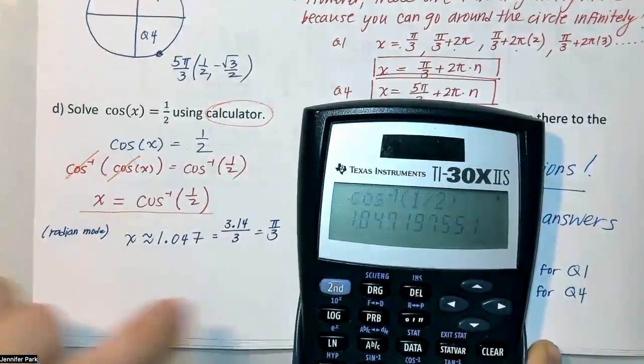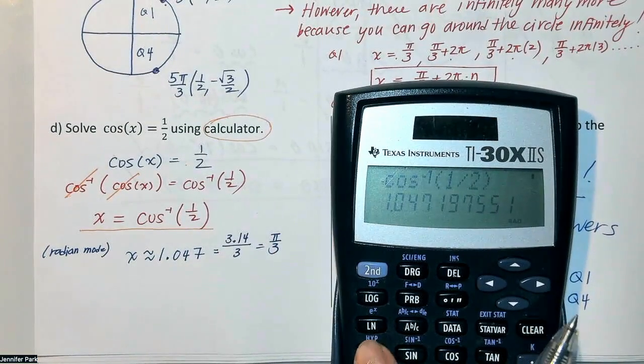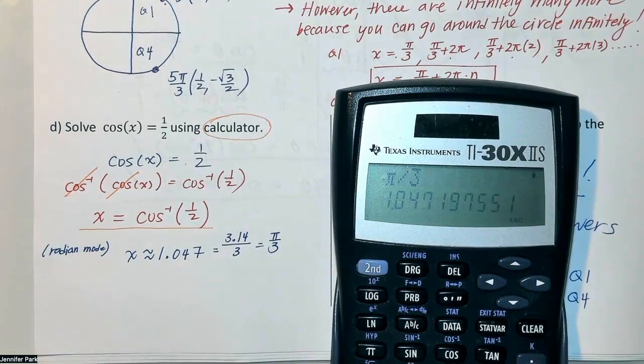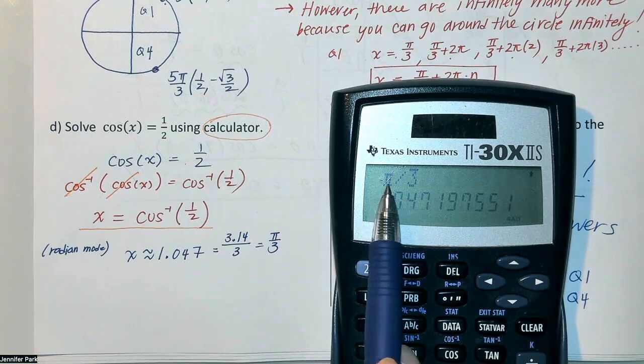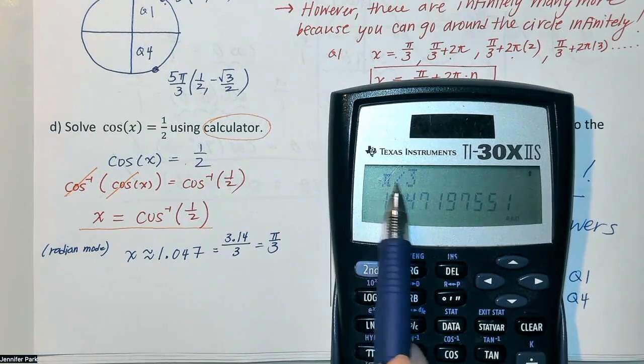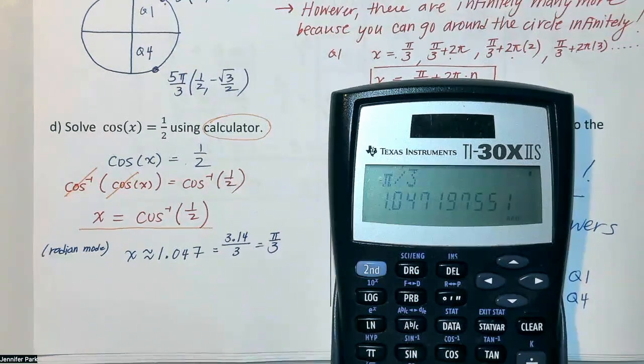So you can check it yourself. We got that number using inverse cosine. If I do pi divided by 3, I get the exact same number. So even though the calculator doesn't state it as pi over 3, that decimal is equivalent to pi over 3 radians. So they're giving a radian answer.